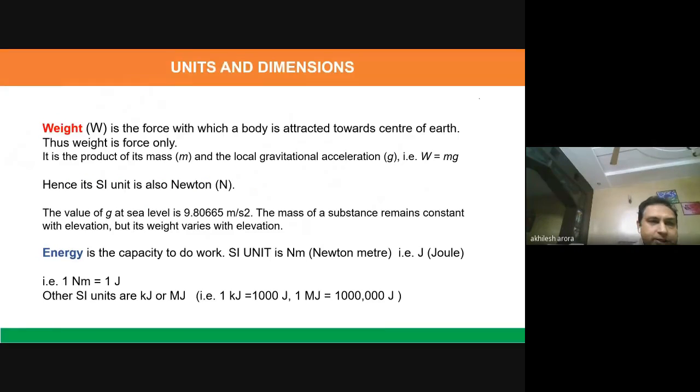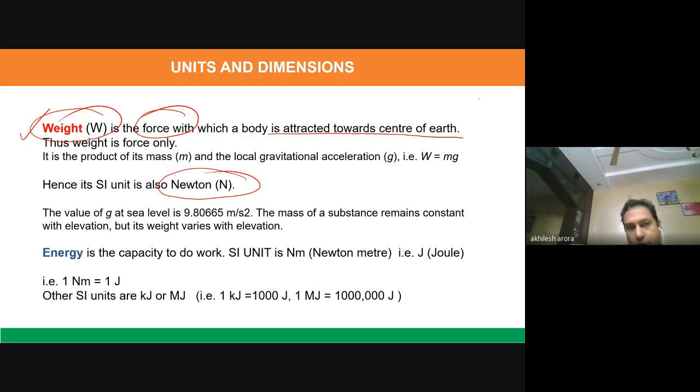Then we can discuss weight. Weight is the force with which a body is attracted towards the center of earth. So once again I am highlighting force. Weight is nothing but force, so its unit should be Newton only. And what is weight equal to? Weight is the product of mass and the local gravitational acceleration g. So W is equal to m into g. This is already known to you.